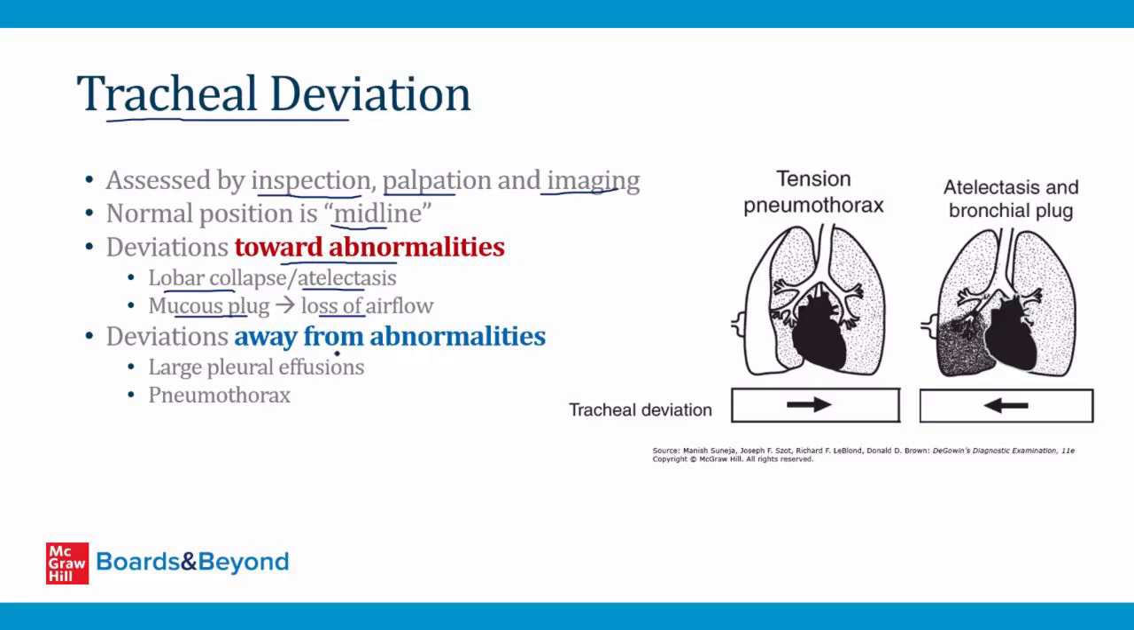And then there are a couple of other conditions that cause deviation away from the side with the abnormality. So if you have a very large pleural effusion, all that fluid can push the trachea away from the side with the pleural effusion. Same thing can happen in a pneumothorax. If you have a large pneumothorax, especially a tension pneumothorax, the pressure buildup in the side of the lung, which has the hole, can push the trachea away from that side.